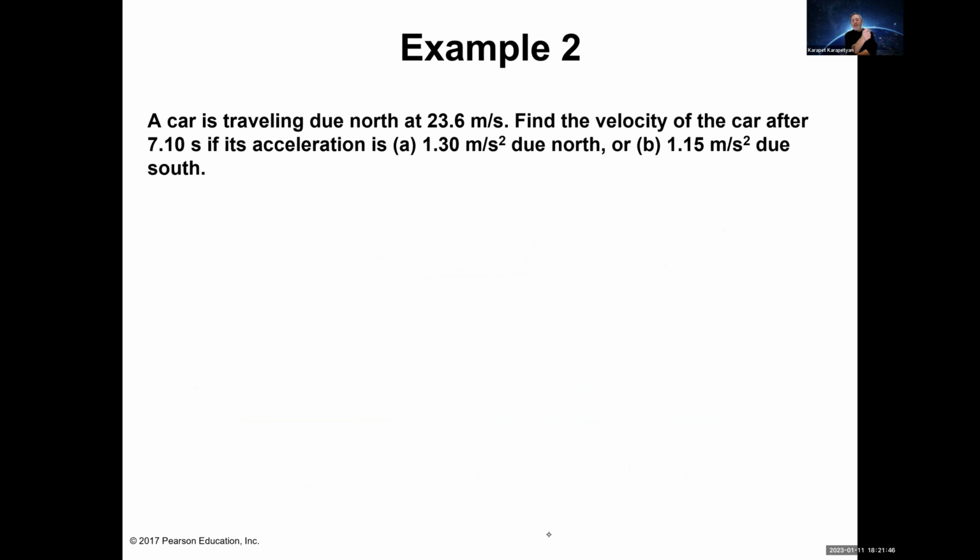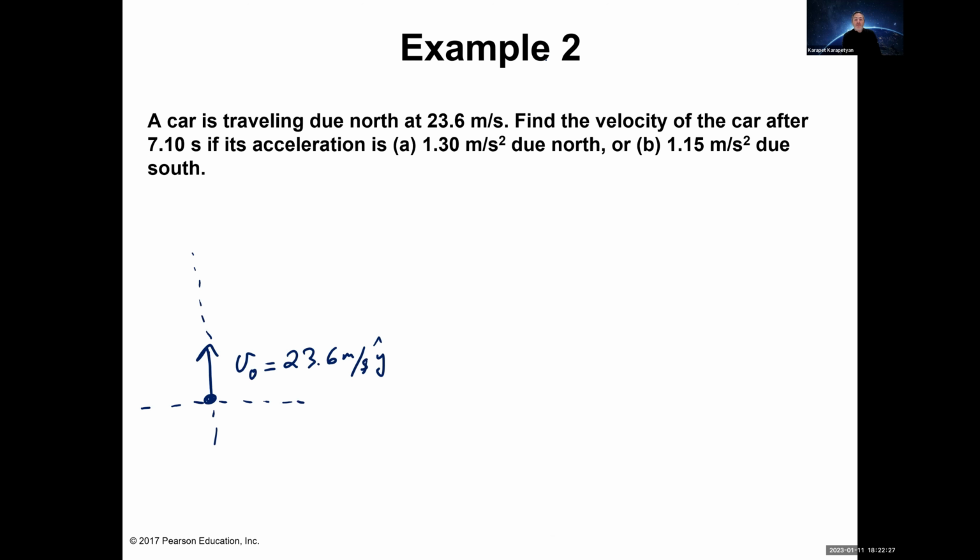A car is traveling due north at 23.6 meters per second. Find the velocity of the car after 7.1 seconds if its acceleration is 1.3 meters per second squared due north. The second part is something different. So we have a car moving, with initial velocity 23.6 meters per second. Because it's north, I can put y hat, so that's in the positive y direction. We can draw a coordinate system like this.